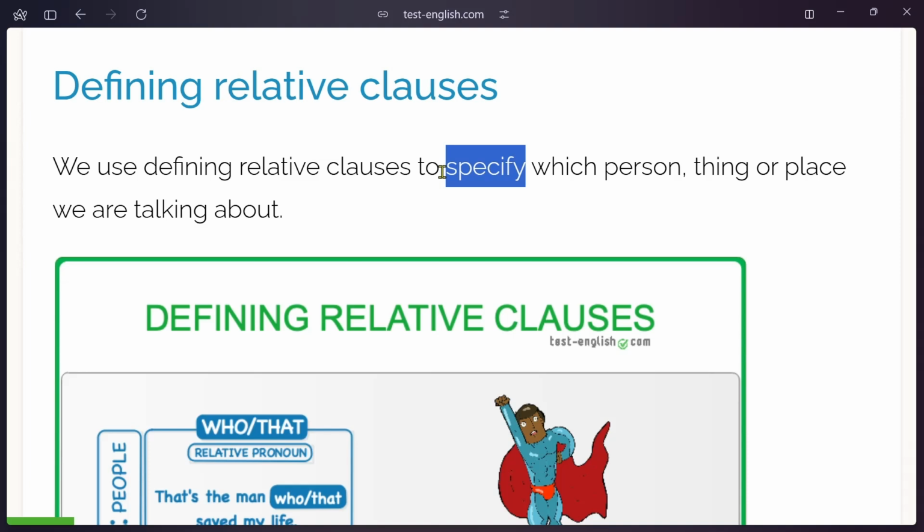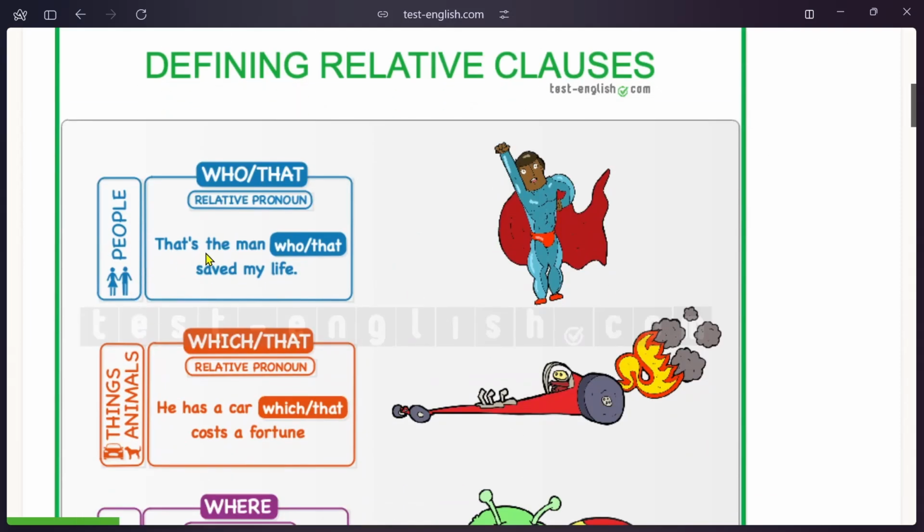Specify is the verb. To make specific. To make something more specific. Okay? So look at this, for example. That's the man. That is the man, okay?